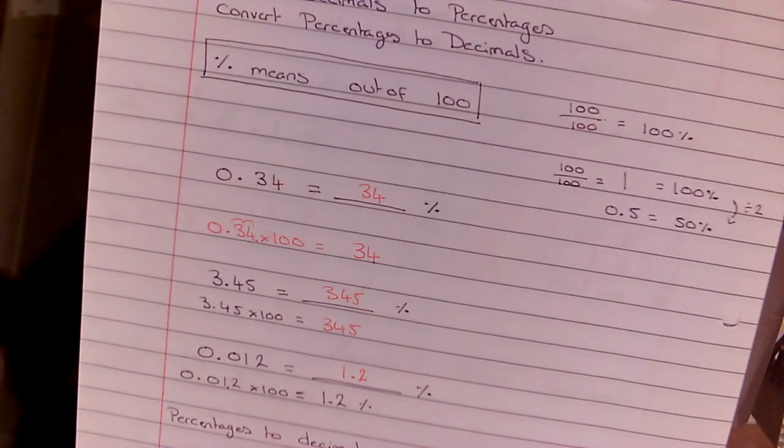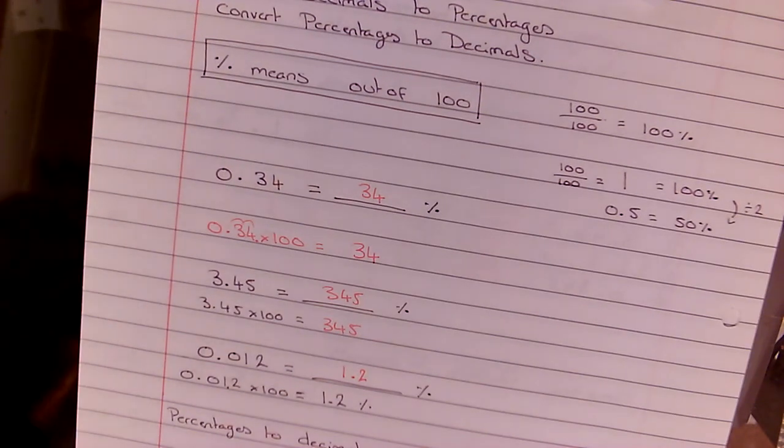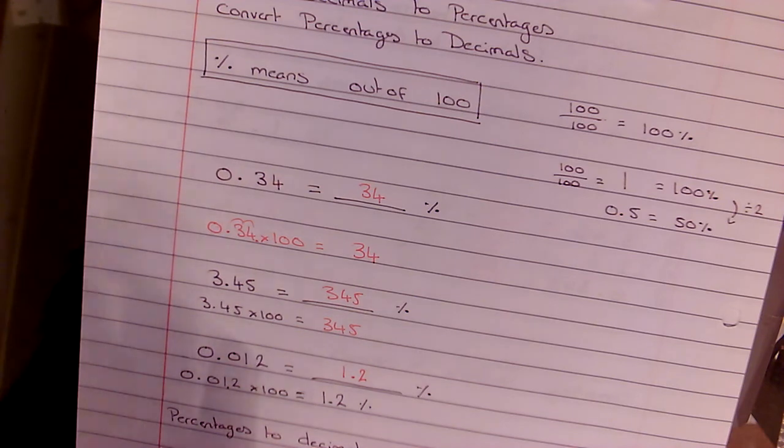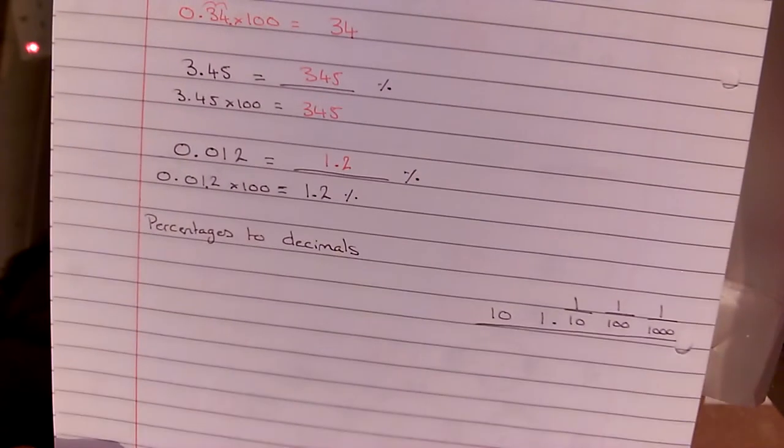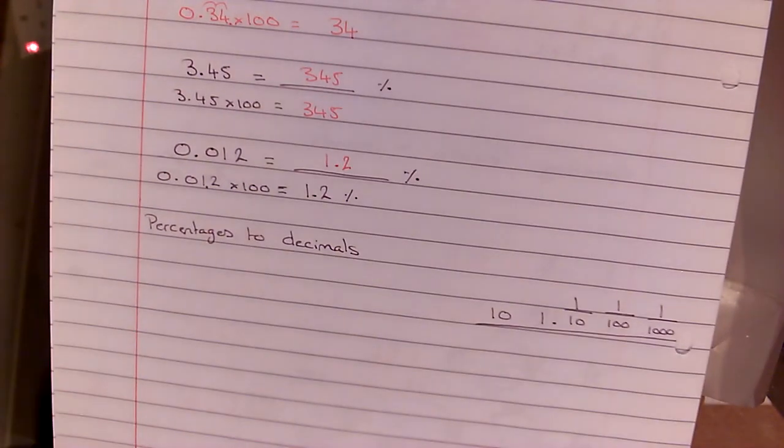Okay. Right, so that's decimals to percentages. Pause the video, watch it back if you need to. Very straightforward. We don't need to do any more than that. Just multiplying by 100 to do that. Okay. Slightly trickier or slightly different kind of process that we're going to use for turning a percentage into a decimal.